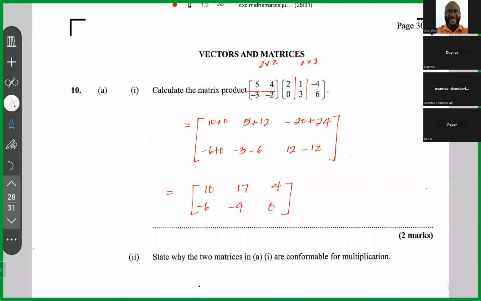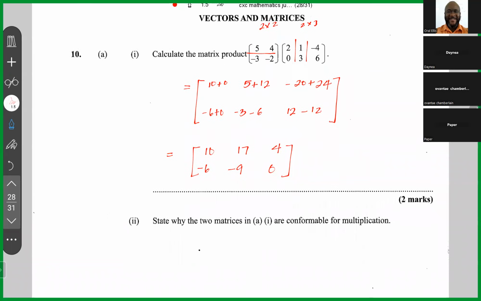All right, let's check in. I have a different answer over here, so let me just check if I made a mistake somewhere. 5 times minus 4 is minus 20. Yeah, 5 times 4 minus 20. Yep, looks correct to me.